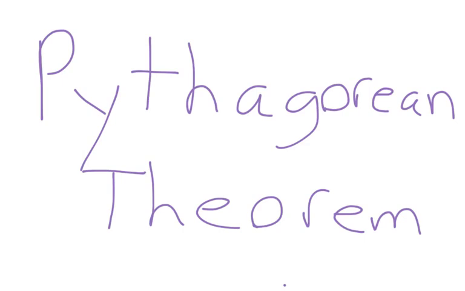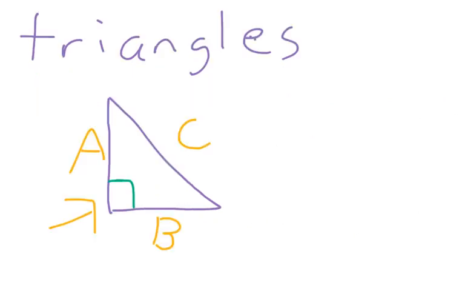And it shows up on the GED by itself, but it also shows up kind of hidden in some other geometry type problems. So I thought that we would talk about it today. So there's a lot of different kinds of triangles in math. But the Pythagorean theorem only applies to what are called right triangles.